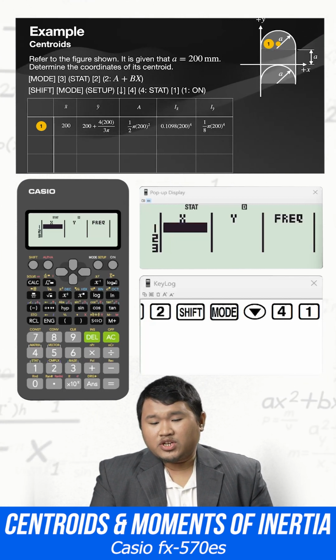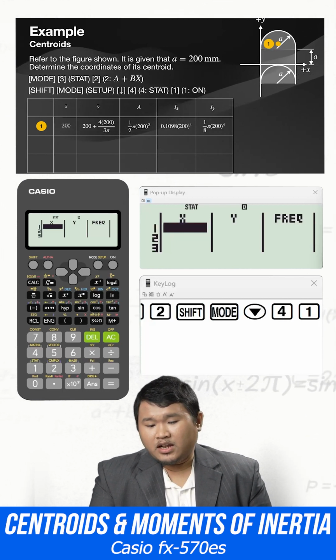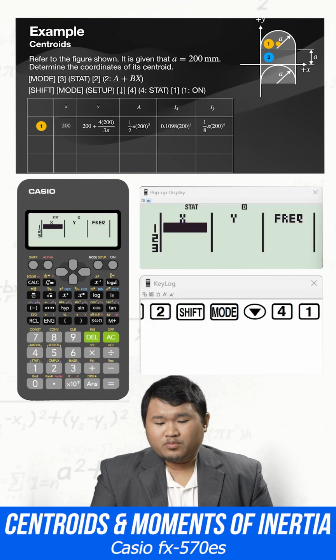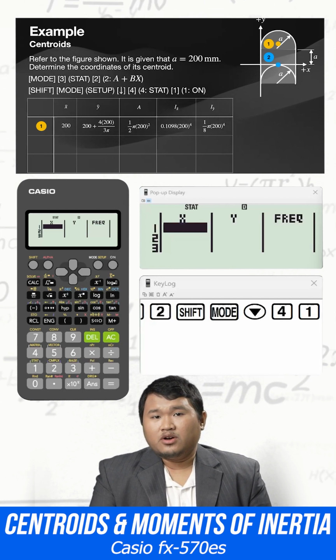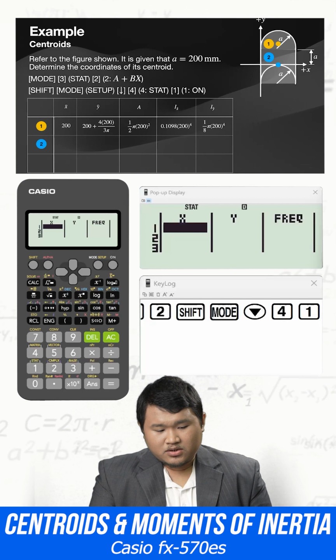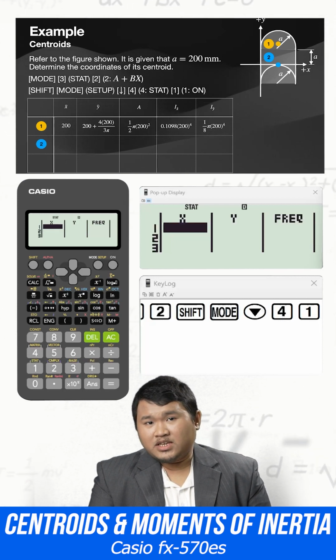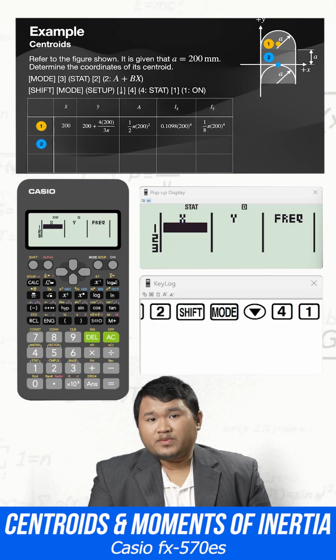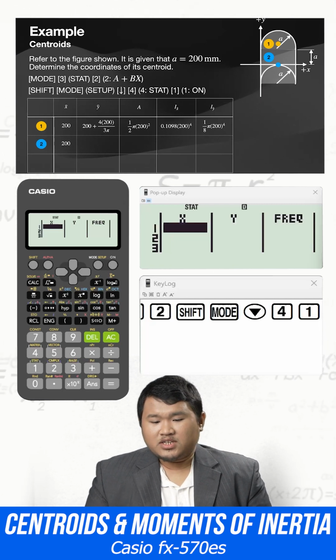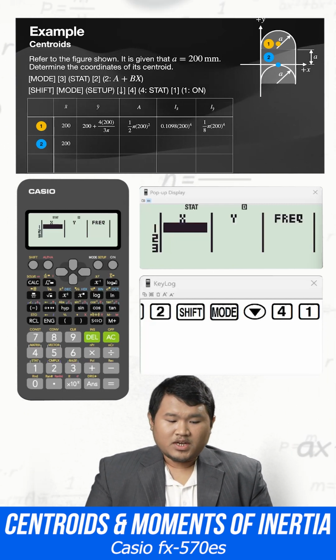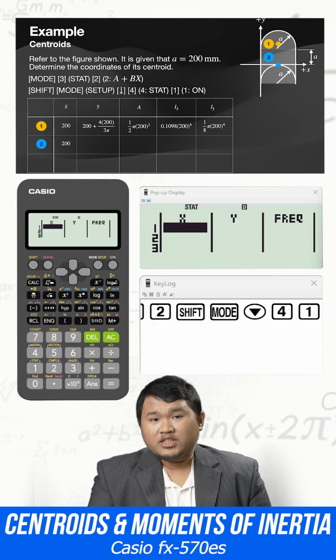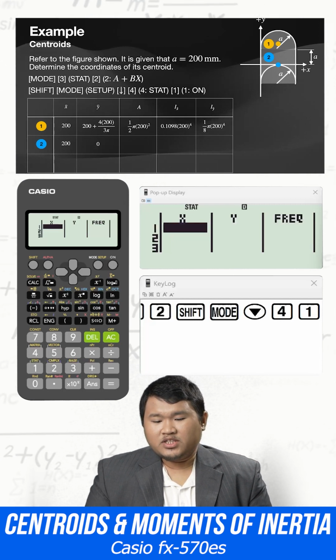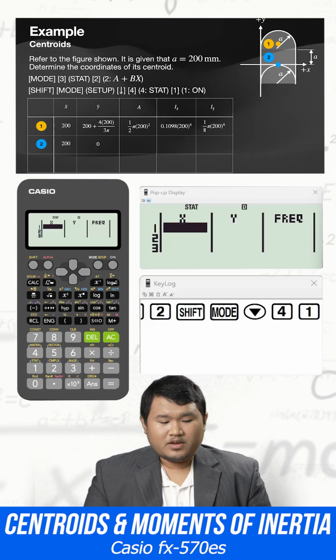Next, for the second shape, we have this large rectangle. We label that as shape 2. The centroid is here on the x-axis. So shape 2 has an x coordinate of the centroid of 200. That's just the radius of the semicircle. And then the y coordinate is 0 because it lies on the x-axis itself.